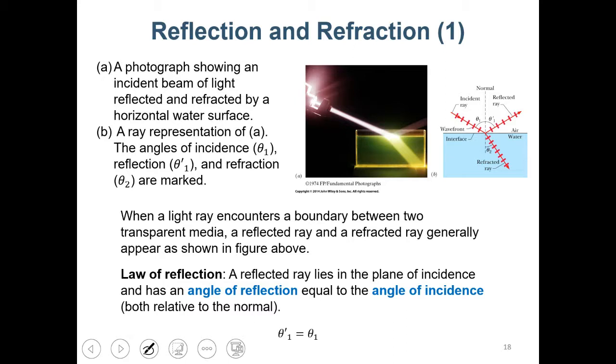So next is what you should have learned in high school. First it is refraction. So if you have two materials, in this case, this is air, this is water. This is a photograph showing an incident beam of light refracted by a horizontal water surface. You know that the incident angle and the refracted angle are different. It is easy. I suppose you should have learned that.